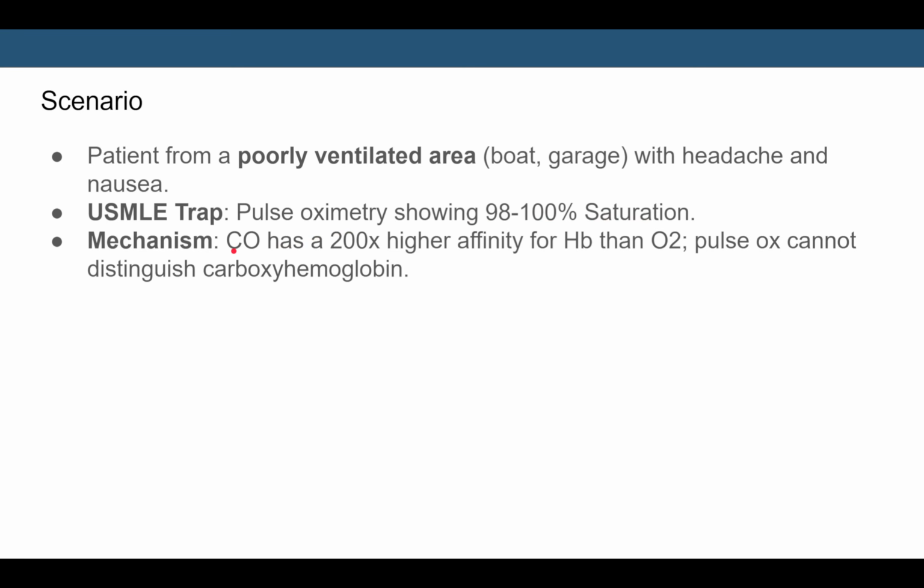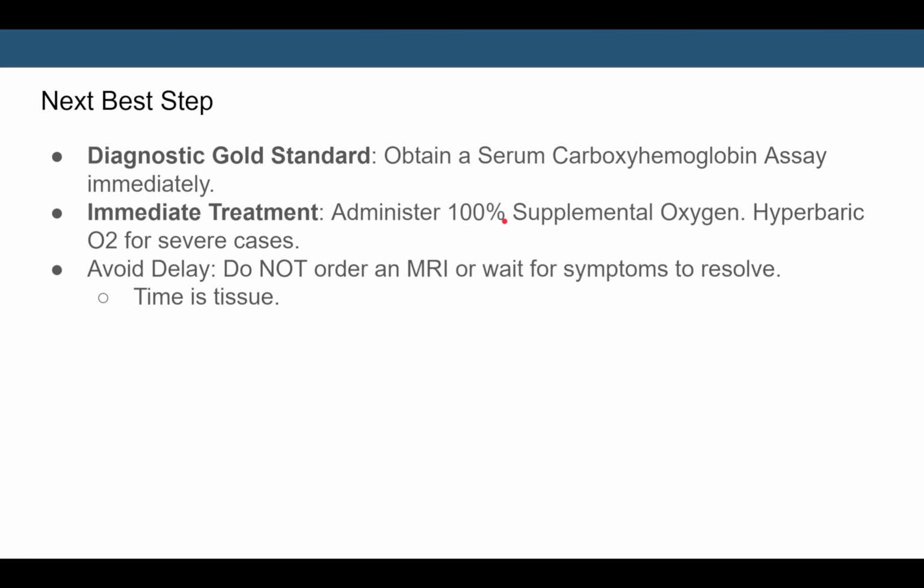The mechanism for this is that carbon monoxide has 200 times more affinity for hemoglobin than oxygen. The pulse oximetry cannot distinguish carboxyhemoglobin from normal oxygen levels. So you'll see 98%, it might be way less than that. So the next best step as a gold standard diagnosis is to obtain a serum carboxyhemoglobin assay immediately.